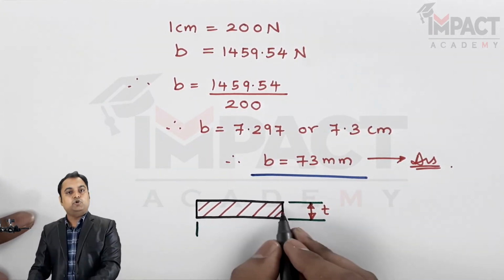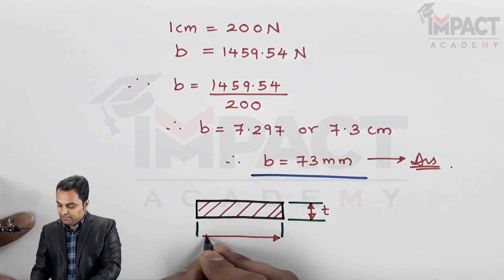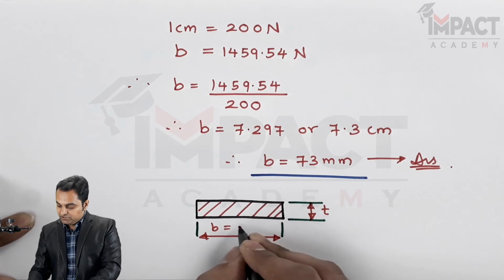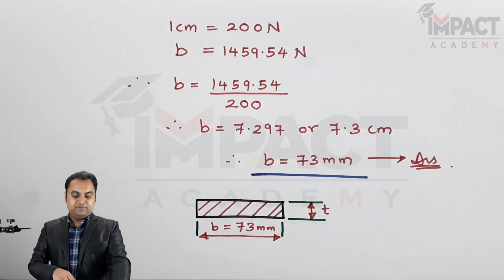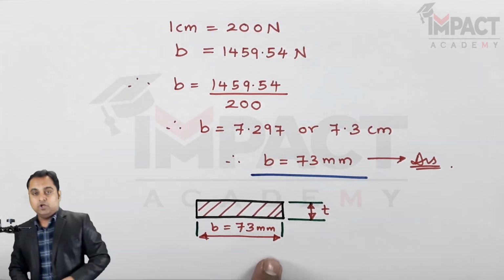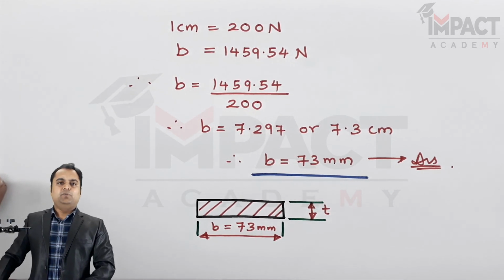So this is the belt cross section. T is the thickness of the belt and B is the width which we have just now found out. Its value is 73 mm, and as mentioned in the question, we had to find out this width B and we have calculated it, and with this the problem gets completed.